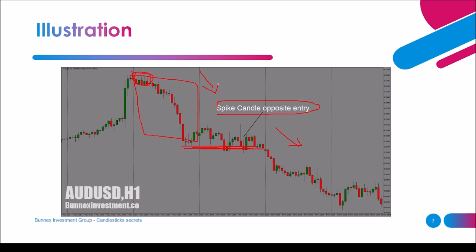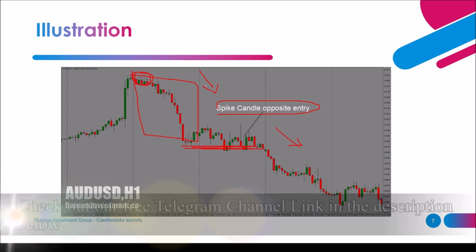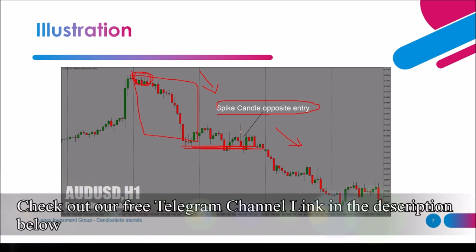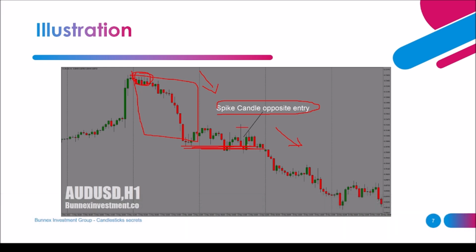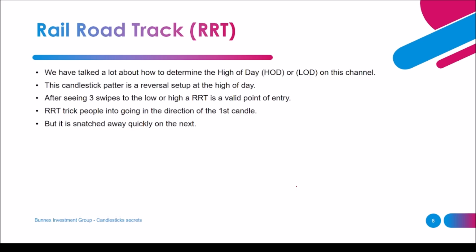Some people can actually enter whilst the spike candle is still moving in the opposite direction to where it's coming from. Like in this case, at one point, this candlestick was all green, and someone could have entered whilst it was still on the rise and then leave the price to go its way.